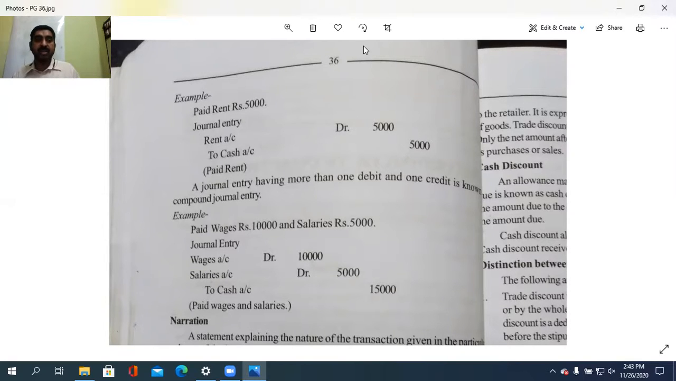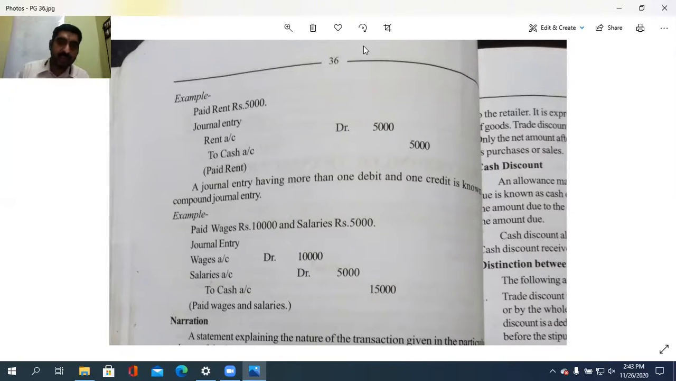So that is paid rent. Rent is an expense, so that is to be debited. Debit all expenses and losses, and credit all incomes and gains. Cash is not an income, but cash is an asset. Debit what comes in and credit what goes out. Cash is going out in the form of rent paying. So rent is to be debited and cash is to be credited. So in the journal, see the narration: paid rent.